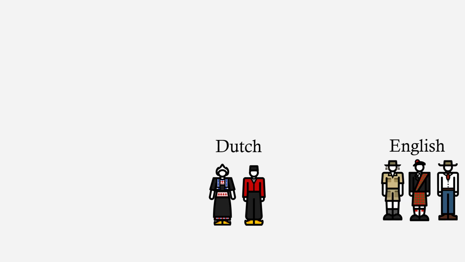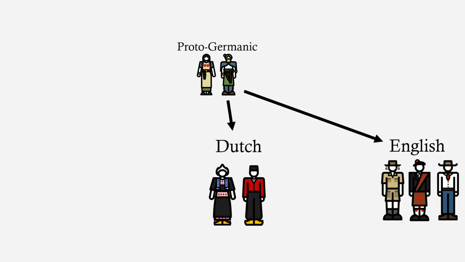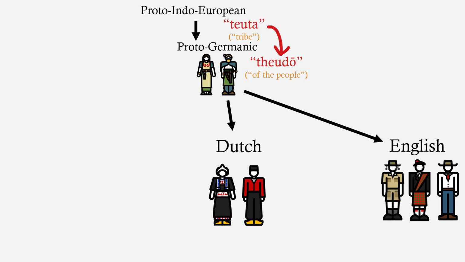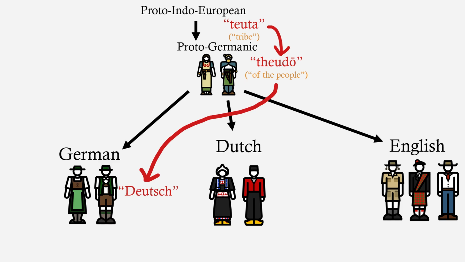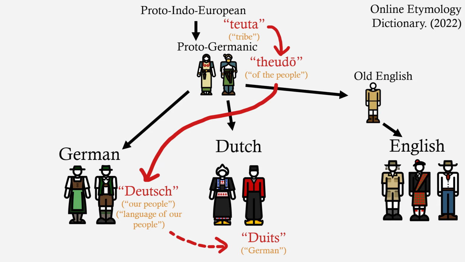Both Dutch and English come from Proto-Germanic, where the reconstructed word theodo probably meant popular, national, of the people, in turn from the Proto-Indo-European teuta, tribe. In German, this eventually becomes Deutsch, the word for of the people being used for our people, and the language of our people. Probably by analogy with this use, the Dutch word for German is also Duits. In Old English, that Proto-Germanic word became Theod, people or race.